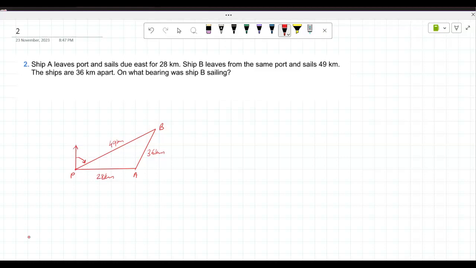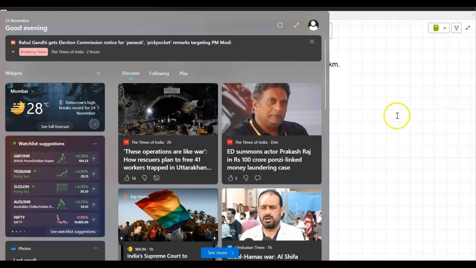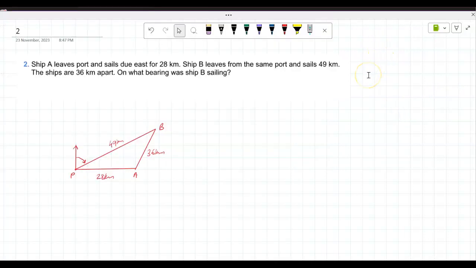That's up to you now. In this case, you have to find a bearing. So if you want to find a bearing from this, obviously you'll use your cosine rule and get this angle first. So you can say your cos theta is equal to 49 square plus 28 square, this square plus this square, minus the opposite side square, upon 2 into 49 into 28, correct?